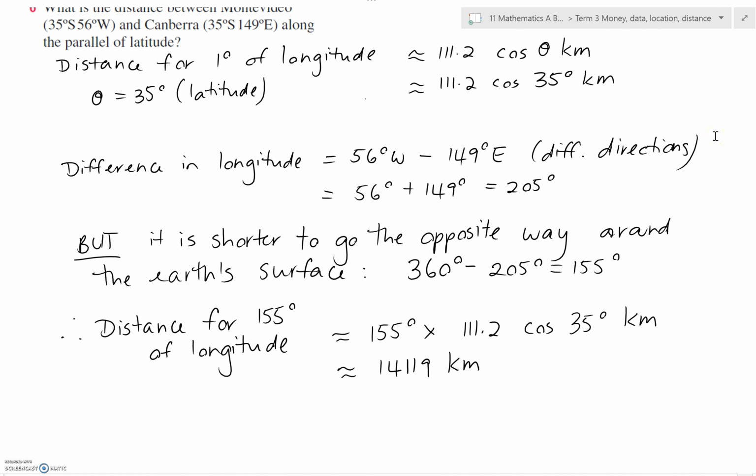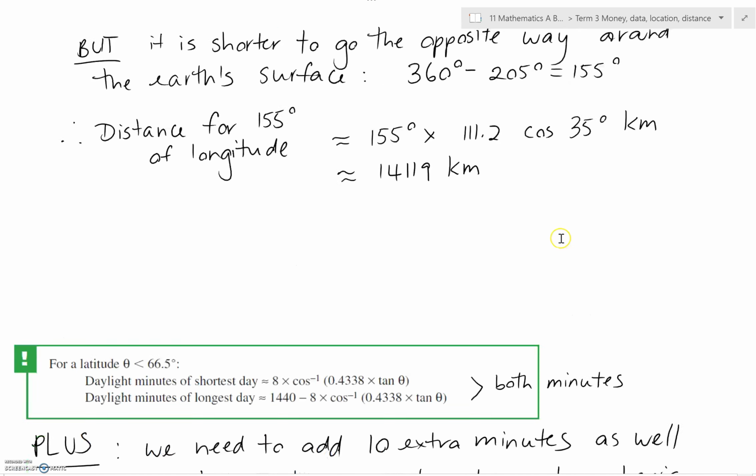So now that we've got that, that's what we're going to put into our original formula. So the distance for 155 degrees difference of longitude is 155 degrees times 111.2 cos 35 degrees kilometers, which is approximately 14,119 kilometers. So that question contains a couple of tricky things in there. So if there's any problems with that, please come and see me.